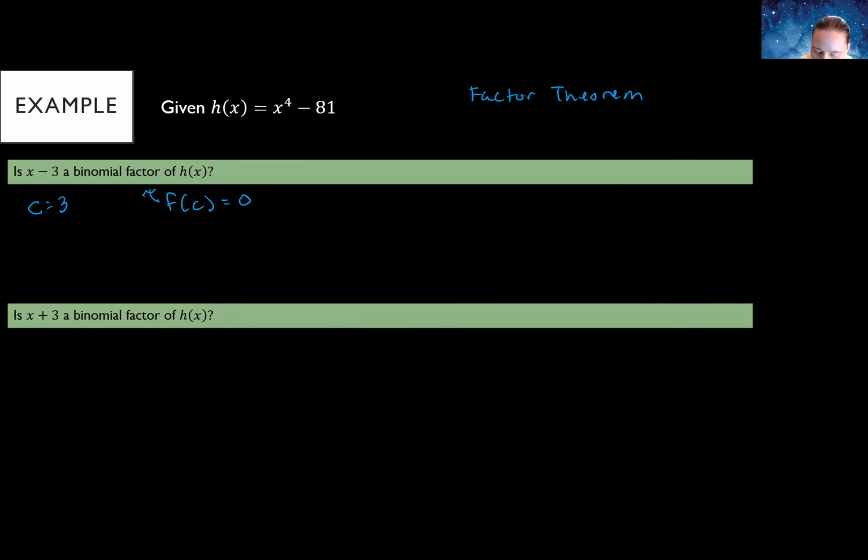So when we set up this synthetic division, I got 1 for the x to the 4th. I do not have an x to the 3rd term. I do not have an x squared term. I do not have an x term. And then I have -81. So we have to put in a lot of zeros in our synthetic division. And then we use 3, because if it's x minus 3, then we are checking if we use 3, is that going to give us 0?